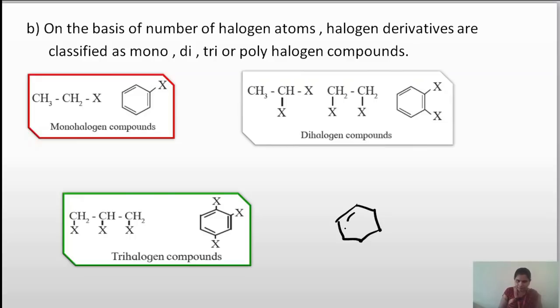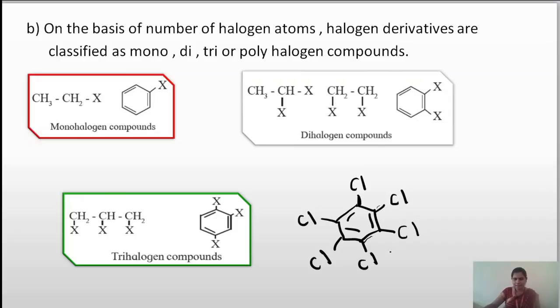And when I replace the 6 hydrogen atoms of this benzene by 6 halogen atoms, that is chlorine atoms, then I will get the structure like this, and this is the structure of the polyhalogen compound, because there is a presence of 6 chlorine atoms in this compound. There is a replacement of 6 hydrogen atoms by 6 chlorine atoms. So this is the type of the polyhalogen compound.